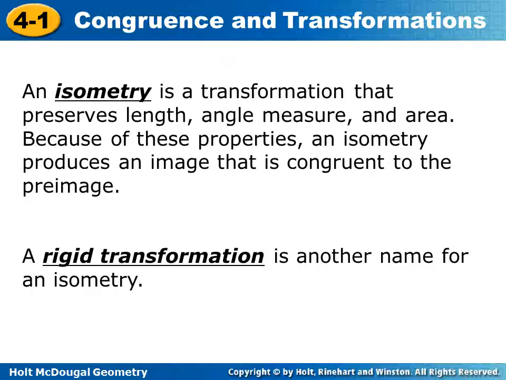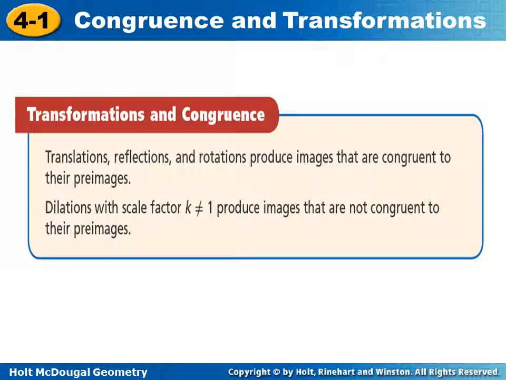An isometry is a transformation that preserves length, angle measure, and area. Because of these properties, an isometry produces an image that is congruent to the preimage. Remember, congruent means they are the same. A rigid transformation is another name for an isometry. Rigid transformations are very important with the new Common Core standard. We talk about them a lot in terms of congruence. Translations, reflections, and rotations produce images that are congruent to their preimages. Dilations with a scale factor k not equal to 1 produce images that are not congruent to preimages. So all of your types of transformations except for dilations produce congruent figures.